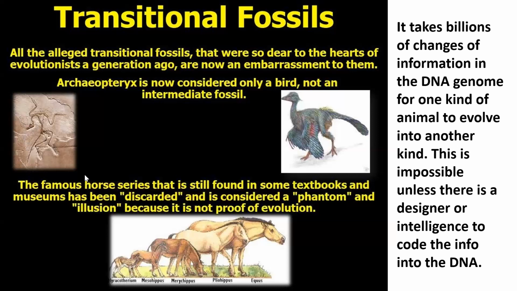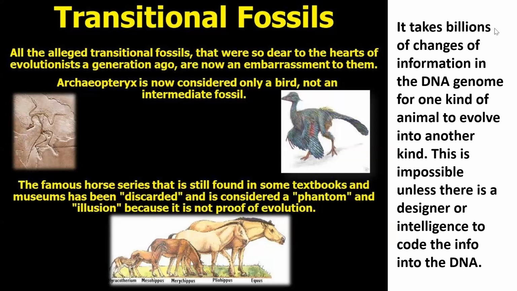And then you have the famous horse series. You know, they have the drawings of the horse. You can see the picture down there. A small, tiny animal, okay, that evolves into a bigger one until finally it becomes the horse that we have. The famous horse series that is still found in some textbooks and museums has been discarded and is considered a phantom and illusion, because it is not proof of evolution.